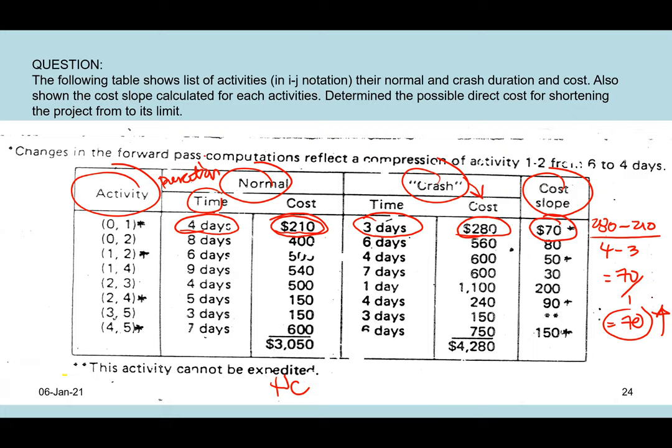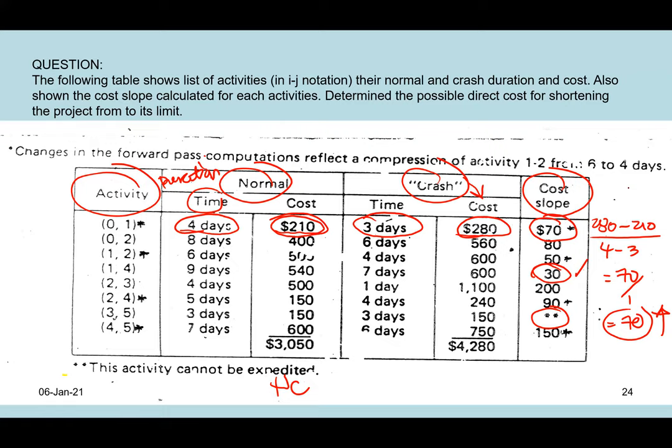Cost slope is an easy way to relate the reduction in activity time to the increase in costs. So you can calculate each cost slope. And in the exercise or even in the exam question, sometimes they do ask, what is the least cost slope among all activities? The least cost slope means the cheapest cost slope. The cheapest cost slope would be here, 30, activity 3.5, but it cannot be compressed. Certain activities cannot be reduced anymore, that is acceptable. But if we want to know which one basically costs the least, it is activity 1.4.